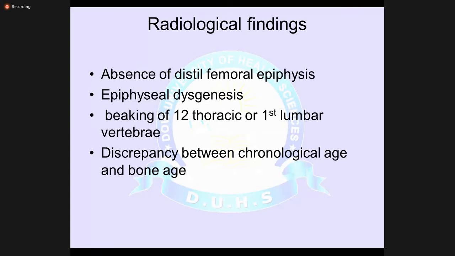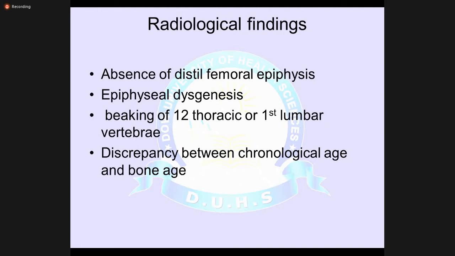Epiphyseal dysgenesis will be seen, and if you do the X-ray of the thoracolumbar spine lateral view, you will see a beak type appearance of the anterior border of the 12th thoracic vertebra. Normally, when you take the lateral view of the thoracic vertebral body, it's just like a brick. And if in the anterior aspect of that brick, in the lower portion, you see some beaking at the 12th thoracic and first lumbar vertebrae, that is again a radiological finding in favor of hypothyroidism.